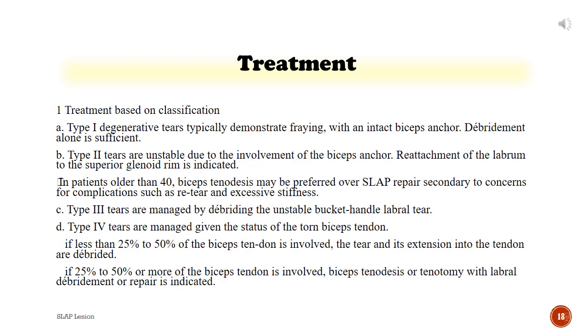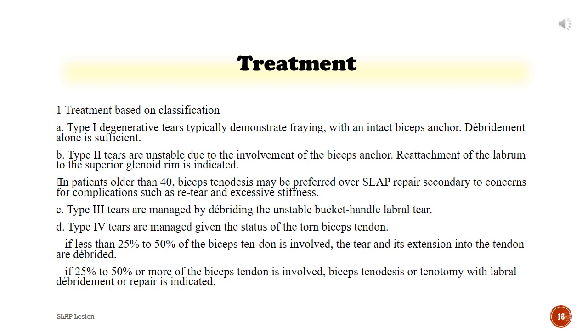1. Treatment based on classification. A. Type 1 degenerative tears typically demonstrate fraying, with an intact biceps anchor. Debridement alone is sufficient. B. Type 2 tears are unstable due to the involvement of the biceps anchor. Reattachment of the labrum to the superior glenoid rim is indicated. In patients older than 40, biceps tenodesis may be preferred over SLAP repair secondary to concerns for complications such as re-tear and excessive stiffness.